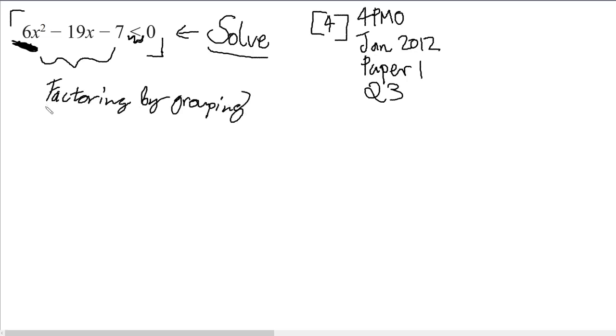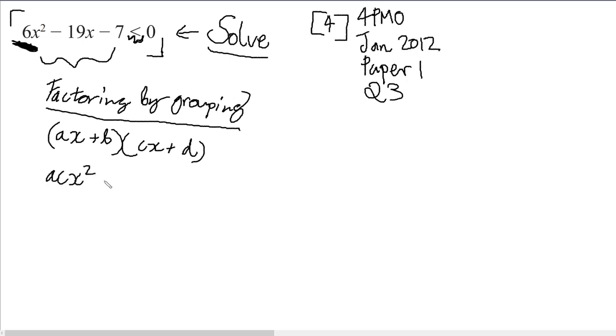So what is factoring by grouping? Well, say you have this kind of quadratic expression, and it's (ax plus b) multiplied by (cx plus d). How would we expand this? Well, if you expand this, you get acx squared plus bcx plus adx plus bd.